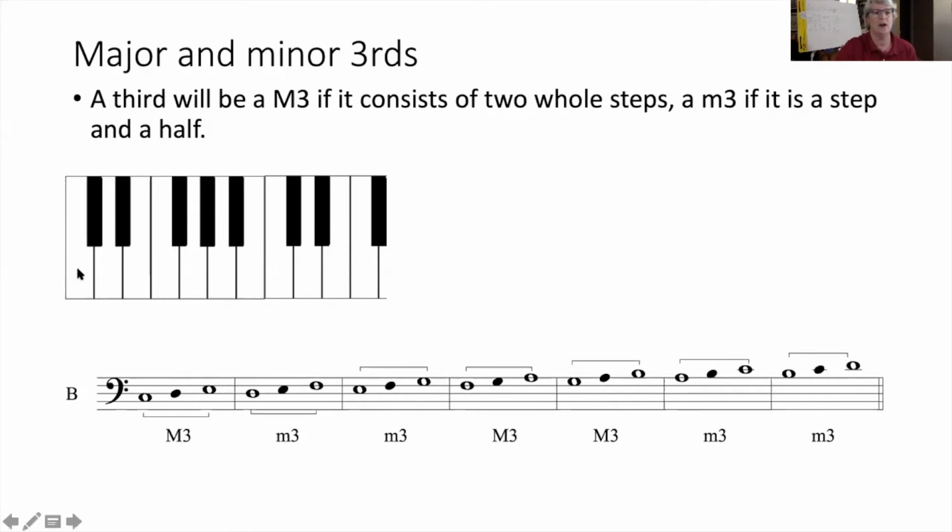Between C and E, we have 2 whole steps, C, D, E. Then from F up to A, we have 2 whole steps, F, G, A. And also between G and B, we have 2 whole steps, G, A, B.